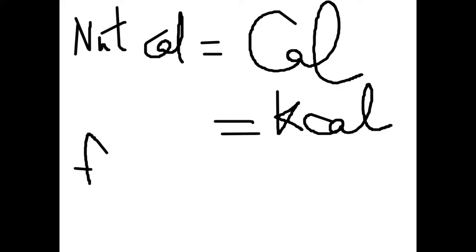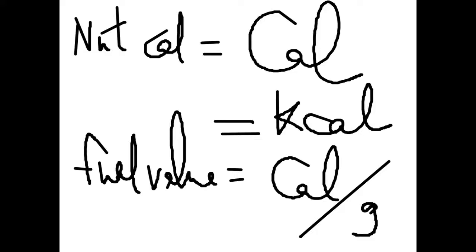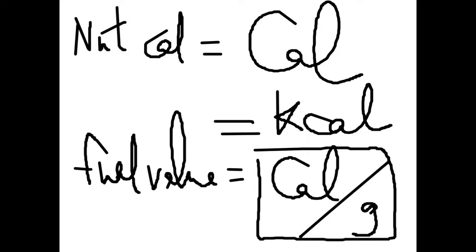Now, when the problem asks you for fuel value, when it says what is the fuel value, you must take this big C calorie and divide it by the mass of the food sample. Wait, the big C cal is the same as K cal? Yes. The big C is the same as the K, the K little c. Oh, okay. Does that make sense? So fuel value, this is the unit for fuel value. Calories per gram of the food.